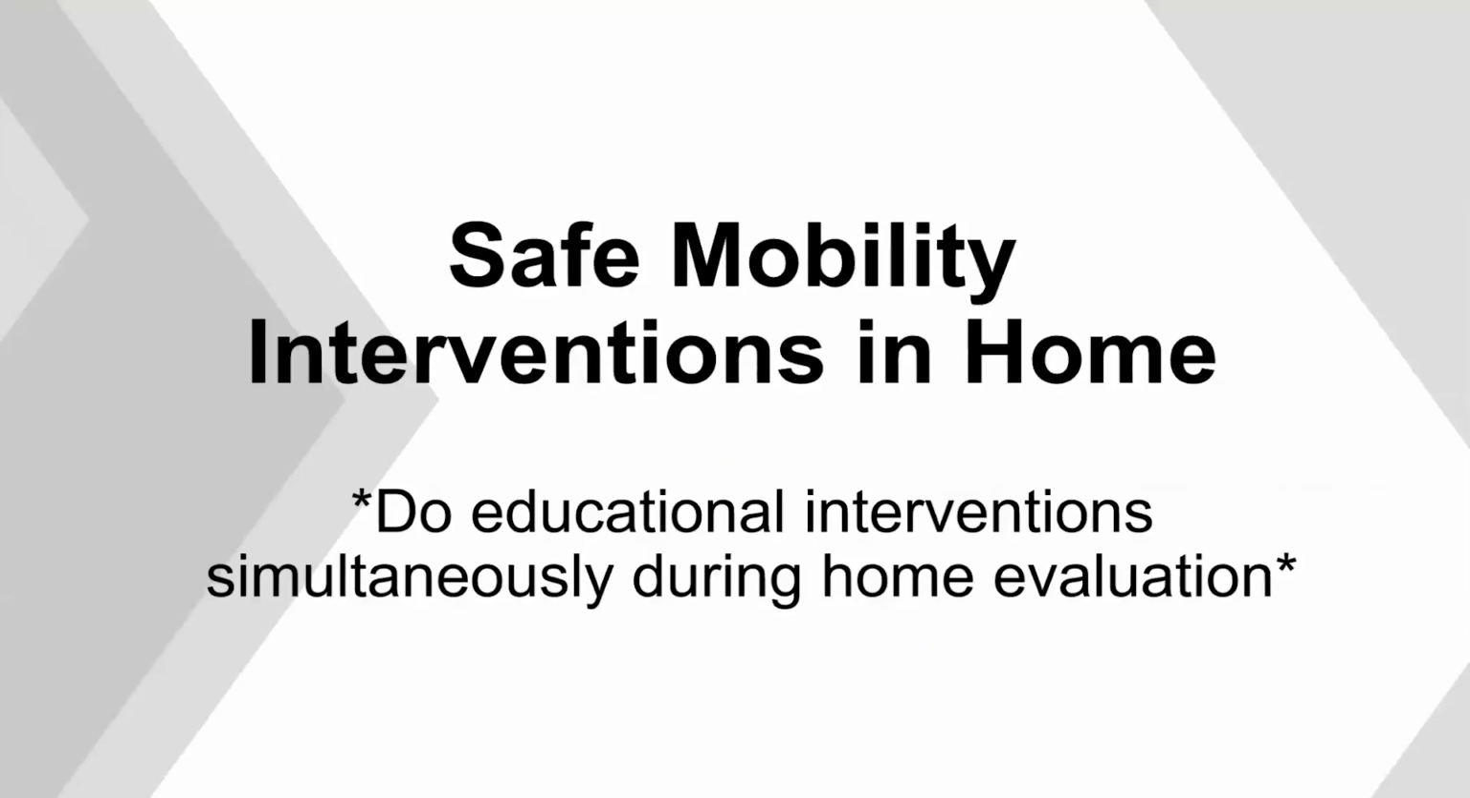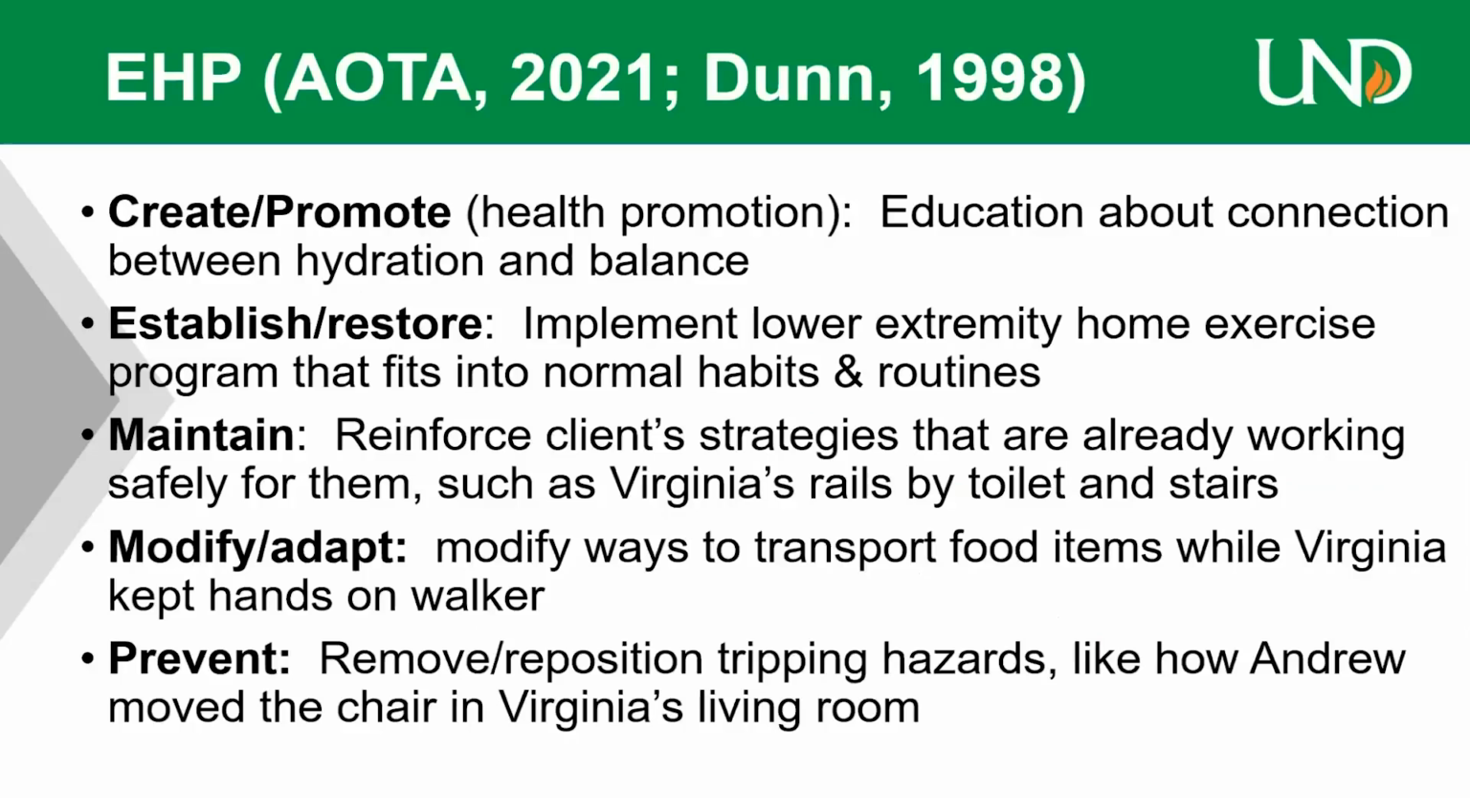And again, it's really important to do those educational interventions simultaneously during that home assessment. And I use 5 different strategies from the Ecology of Human Performance model. Create, promote is health promotion, and that might be education, for example, the connection between hydration and balance. And then establish, restore. This is establishing new skills or restoring old skills that maybe were lost from an illness. So for example, a lower extremity home exercise program that fits into their normal habits and routines would be really beneficial.